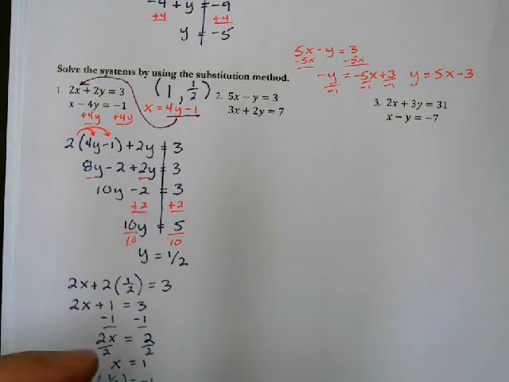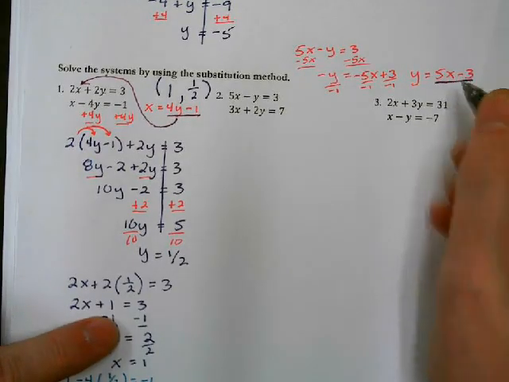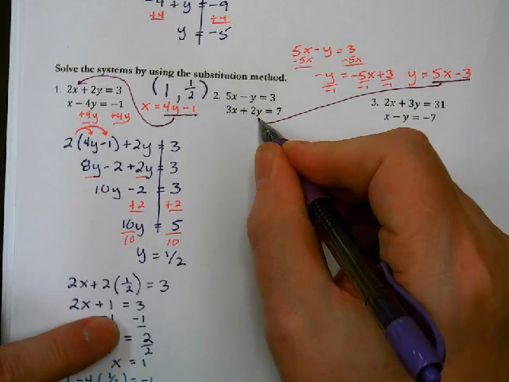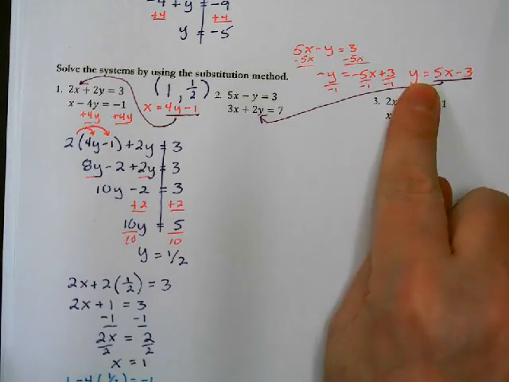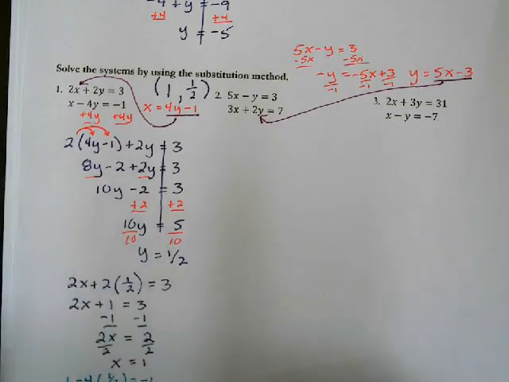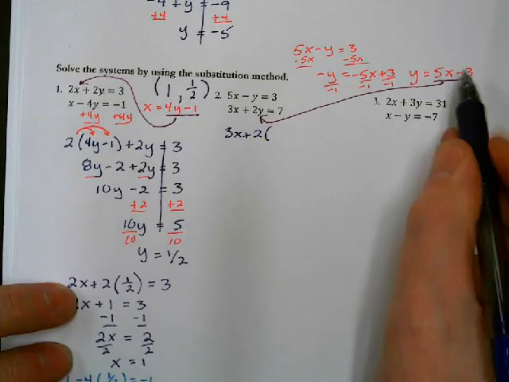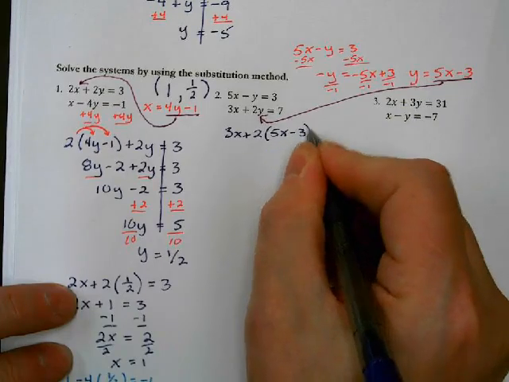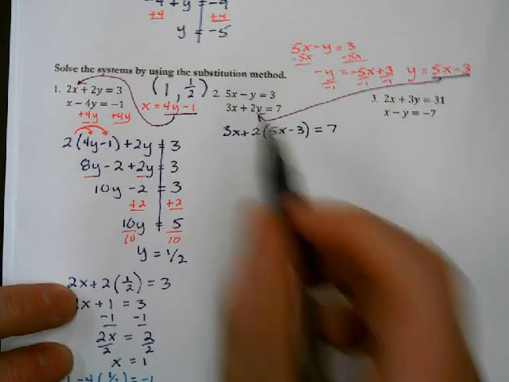So I'm going to substitute now. Instead of y on the other equation, which would be the bottom equation, I am now plugging in 5x minus 3. All right, so step 1, I've isolated. Step 2, I'm going to plug in for y. Set it up. So I got 3x plus 2. Instead of y, we are substituting 5x minus 3 equals 7. So 5x minus 3 is what y is. Okay, step 3, let's solve for that variable.